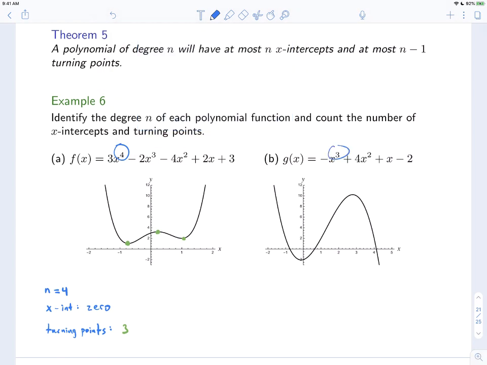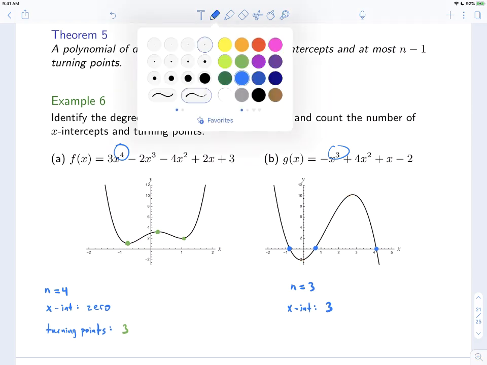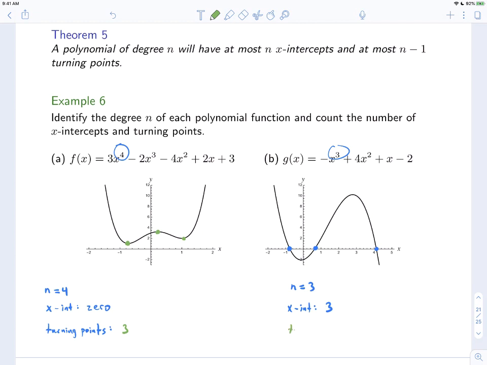This is a degree 3 polynomial, so n is equal to 3. And the x-intercepts, how many of those are there? Well, there's 1, 2, 3. If the polynomial function is degree 3, you can have at most 3 x-intercepts, because a polynomial of degree n will have at most n x-intercepts and n-1 turning points. What about turning points here? There's 1 and 2, so this has 2 turning points. There's 1 right there, and 1 right there.